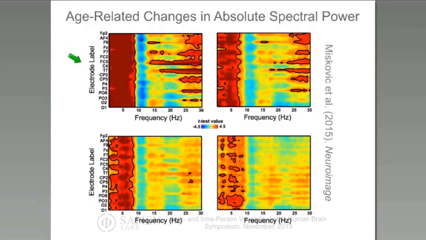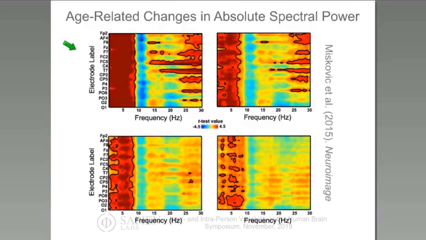And the oldest kids, so the 11-year-olds, are compared to 7-year-olds here. 11-year-olds are compared to 10-year-olds here, 9-year-olds, and 8-year-olds. And anything that is marked by these black borders are regions that survived statistical significance using this permutation testing approach. And hot colors basically indicate regions across electrodes as well as in the frequency space where the younger kids had more spectral power than the older kids.